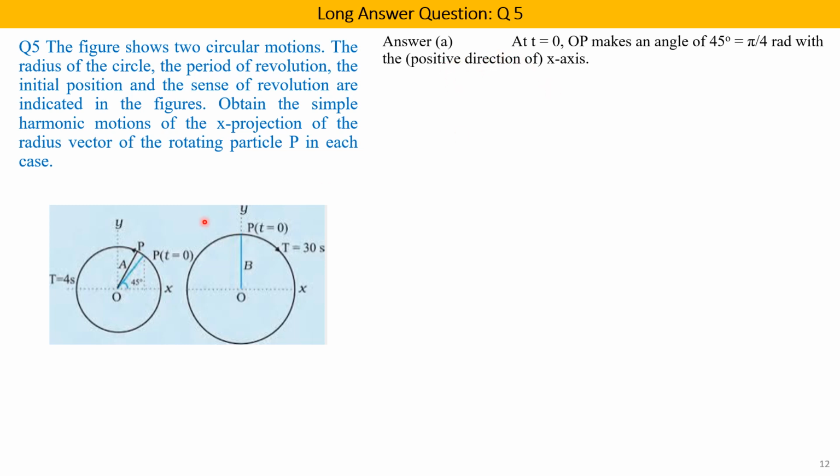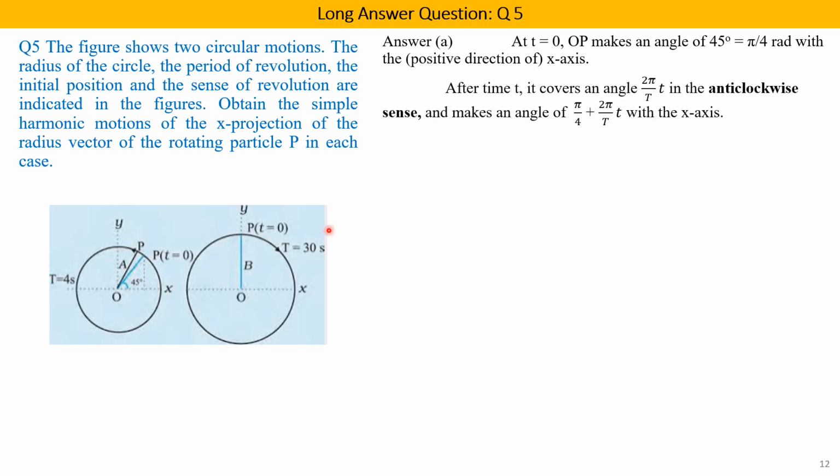At t equal to 0 in figure A, OP makes an angle of 45 degrees with the positive x-axis. After time t, the angle turned is 2 pi by capital T into t in the anticlockwise sense, and OP makes an angle of pi by 4 plus 2 pi by T into t with the x-axis. The projection of OP is given by x of t is equal to a, where a is the radius, cos of (2 pi by T t plus pi by 4).